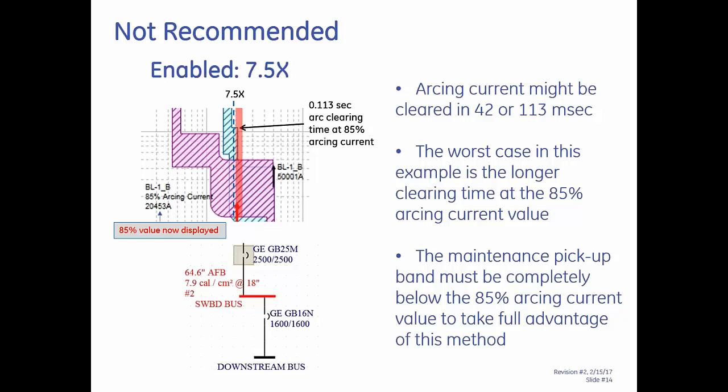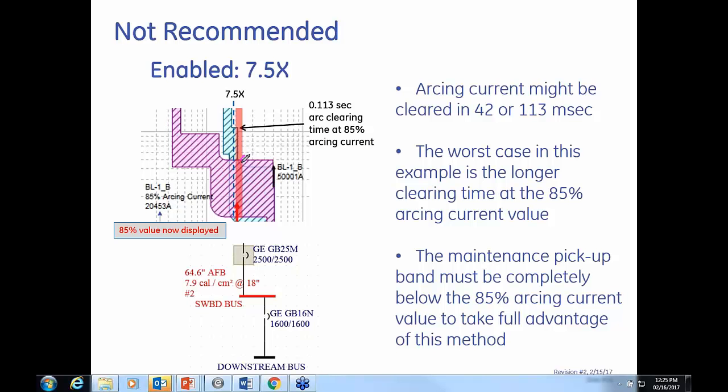But the fact is, no, this is not a good situation to be in, because now see what happens. You've got, and I'm going to bring up the pen here to make sure you're seeing what I'm pointing at, one side of the arcing current band being cleared at the instantaneous speed of the breaker. You have the other side of the arcing current band, the 85%, being cleared on the short time band. So the software is going to check both points and see which combination of clearing time and arcing current results in the highest incident energy.